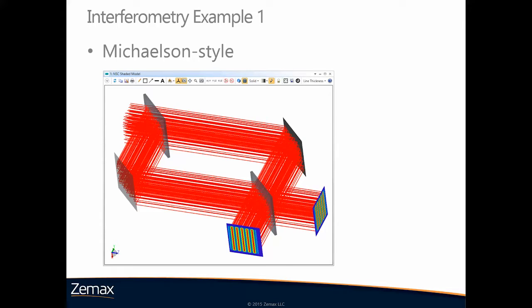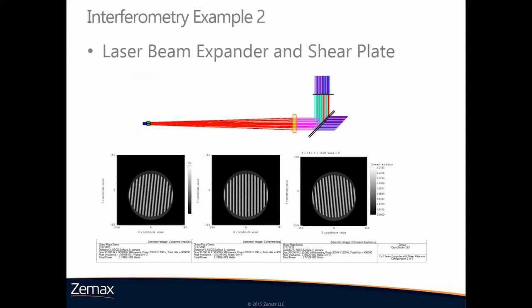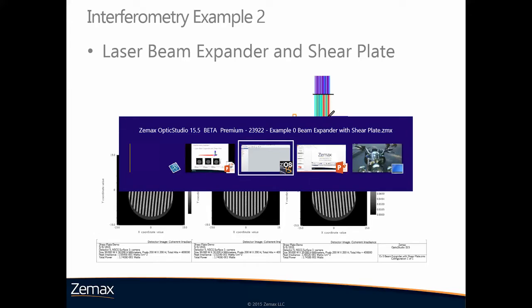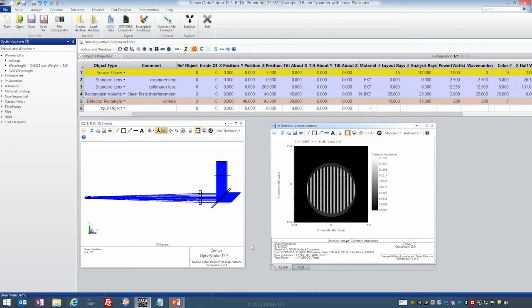Here is an example in non-sequential ray tracing where we model a Michelson style interferometer. We have two windows here with 50-50 coatings on them. We have two mirrors, and one mirror is very slightly tilted with respect to the other. As a result, when the beams recombine, they overlap and interfere, and we get fringes as a result of that.